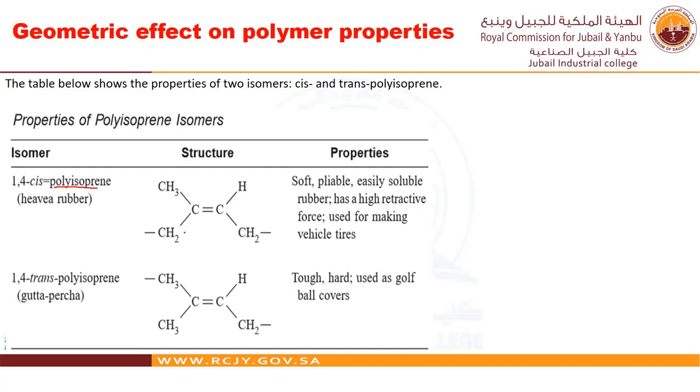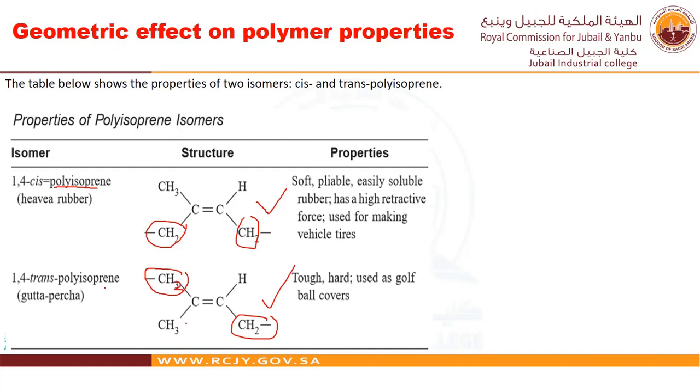Polyisoprene could either be cis, that is when you have these two groups on the same side, or you have this one, or on the opposite side. Sorry, this should be CH2. So this is cis polyisoprene and this is trans polyisoprene. And this arrangement around the bond is called the geometrical factor.